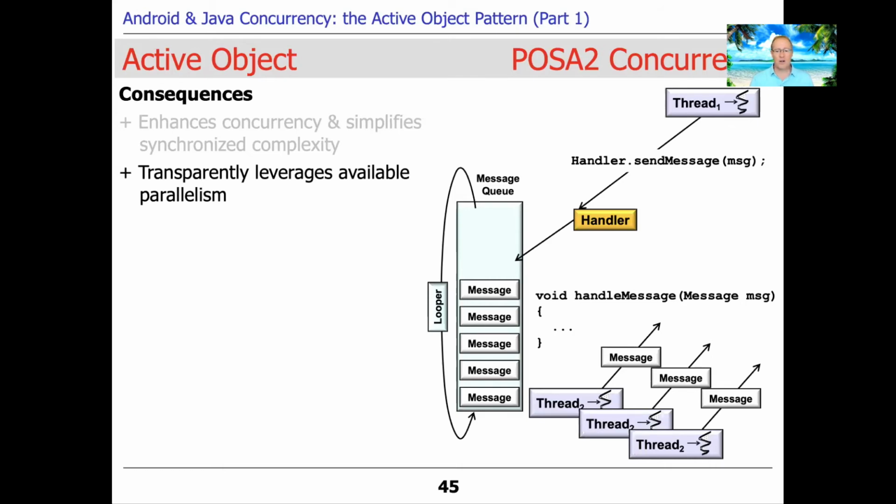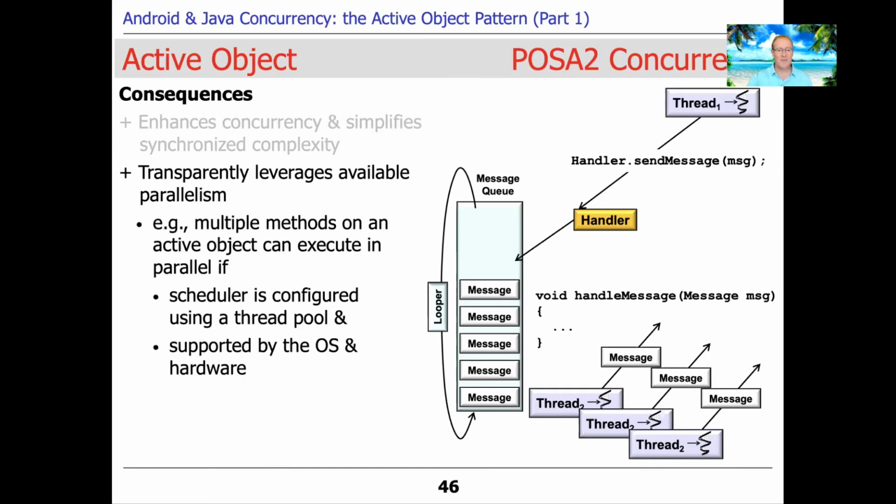So you can have a whole bunch of different threads that are sending requests. You can have a whole bunch of threads that are handling the requests. Those things can run concurrently, thereby taking better advantage of modern multi-core processors, for example, or even if you use the active object in a distributed system, you can have different computers involved. And therefore, actually, multiple methods can be running on the same active object if the scheduler is configured to use a thread pool. And of course, if the underlying operating system and hardware allow concurrent and parallel execution, which almost everything today does.